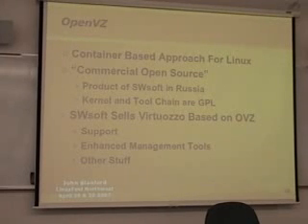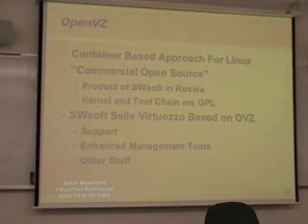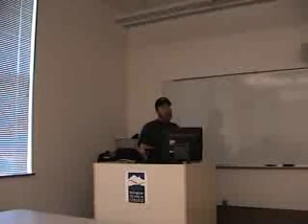OpenVZ has two parts to it. There's the kernel component, and all the fancy stuff, the real virtualization stuff, goes on in the kernel. And then there's a series of tools that allows you to work with the capabilities that are built into the kernel. That part, the kernel and the tool chain, are all GPL and freely available. Virtuozzo adds some additional stuff: support, enhancements, management tools, and other stuff. I'm not really familiar with what Virtuozzo does, but you can check out the website if you're interested in the commercial version of it.